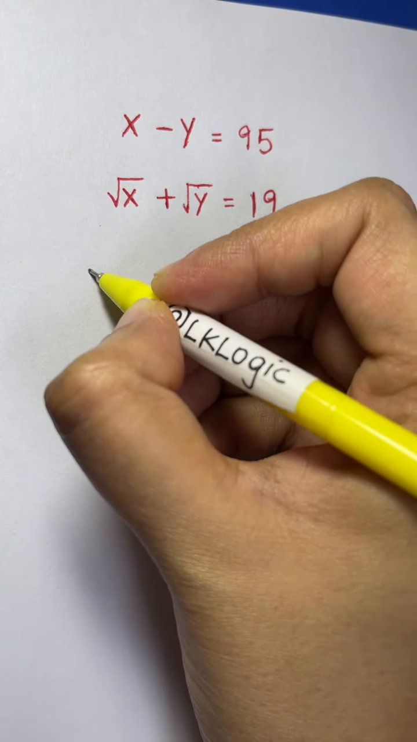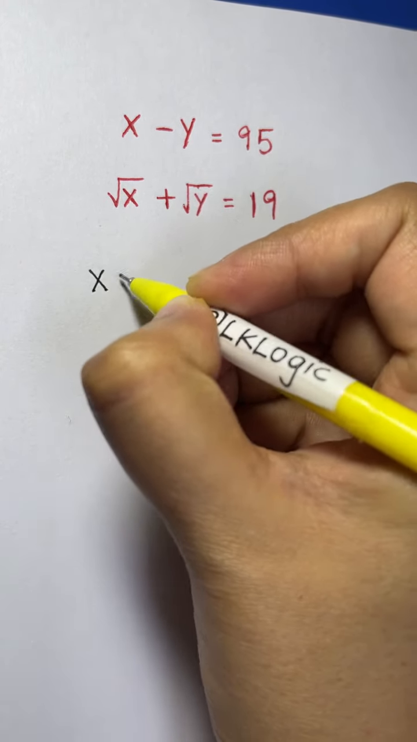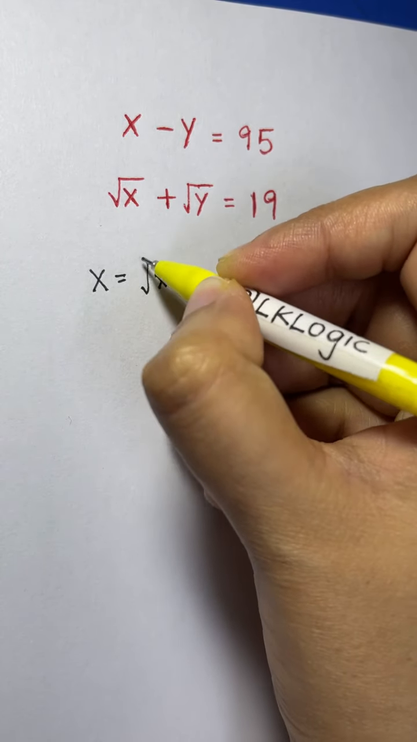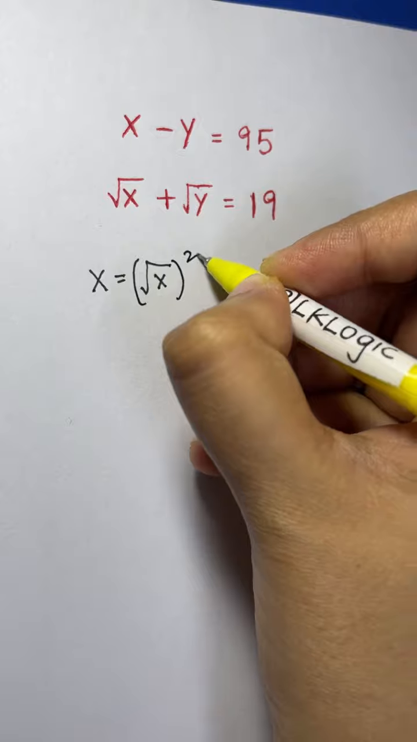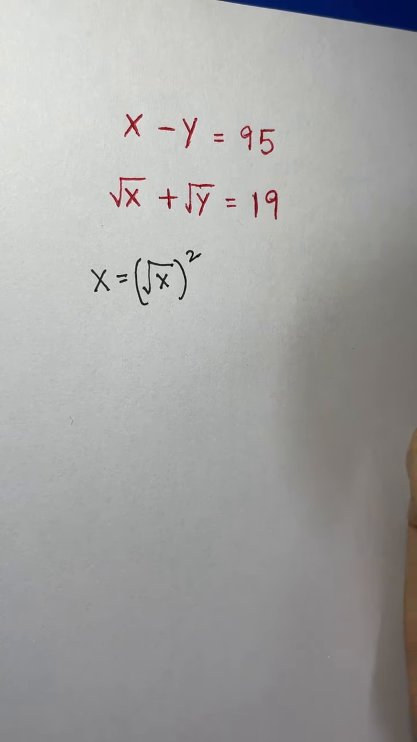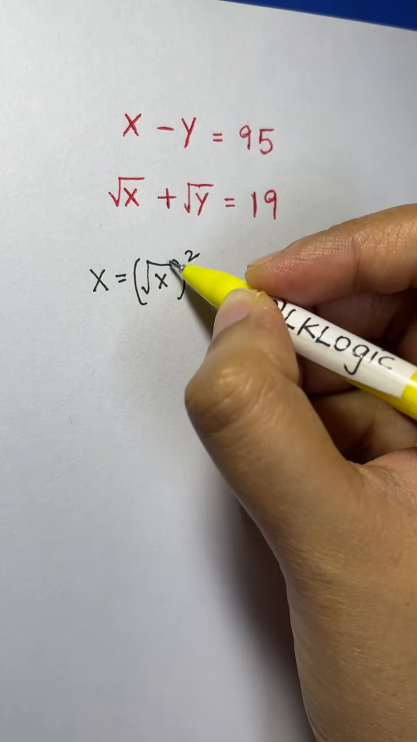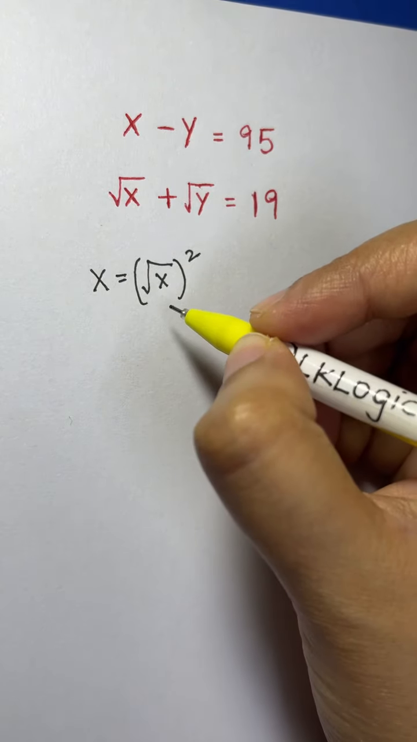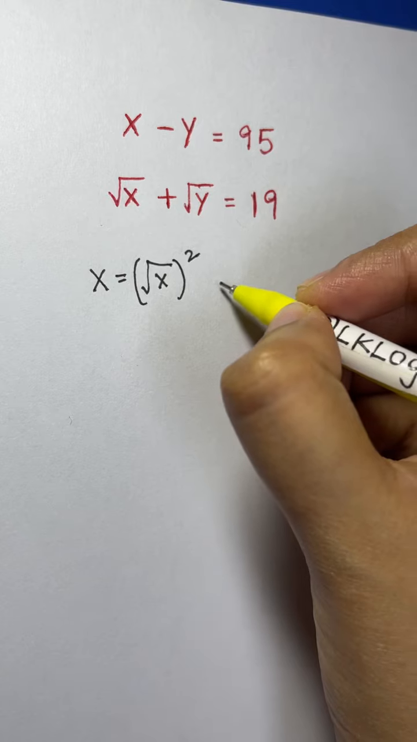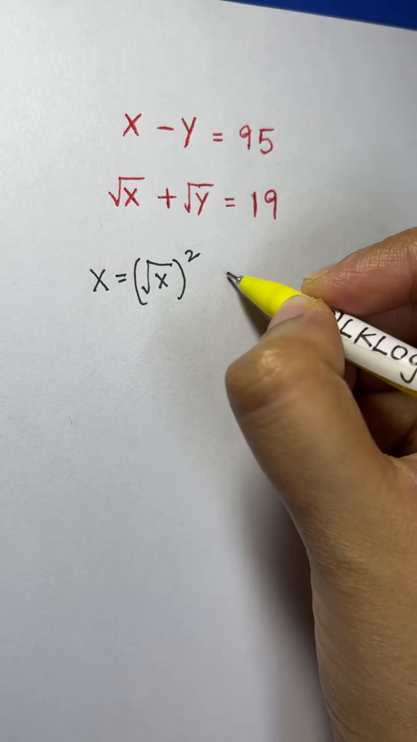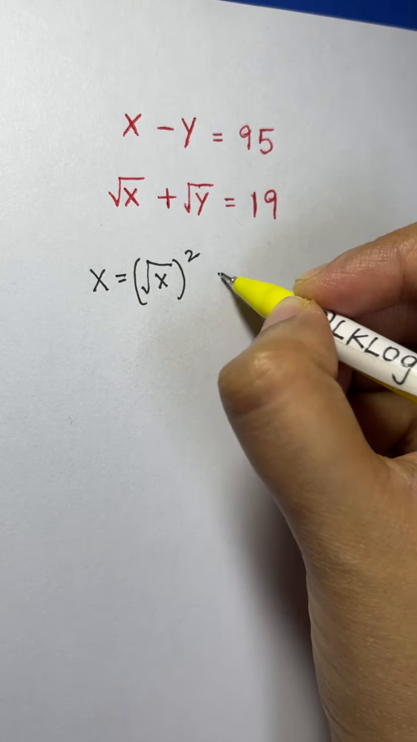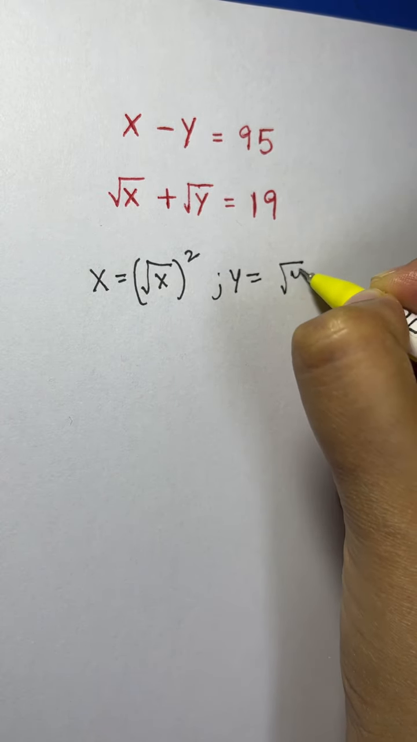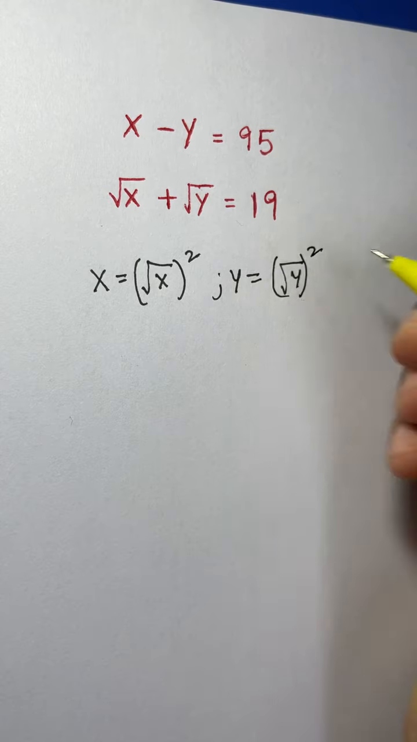X can also be written as square root of x the whole squared. Now you might be knowing what I've done. So the square and root gets cancelled and you'll get back to the value of x. So you can write x in this way. Now the same way I can write the value of y. Y is equal to square root of y the whole squared.